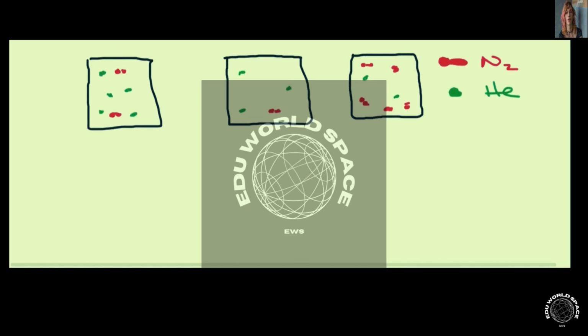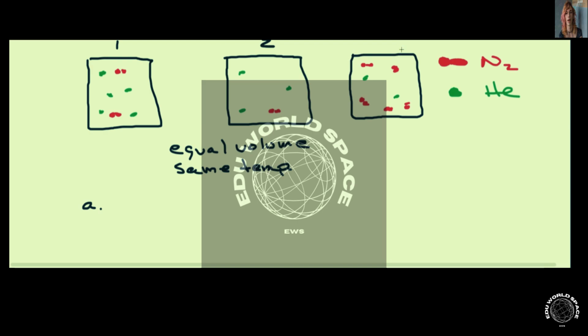All right, so let's take a look at containers that are of equal volume, and they contain two gases, nitrogen and helium. And in addition to being an equal volume, they are all at the same temperature, so an equal temperature. And so let's figure out some factors about each of these substances and rank the boxes 1, 2, and 3.